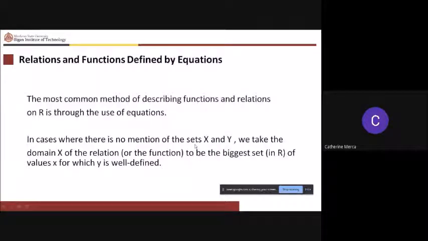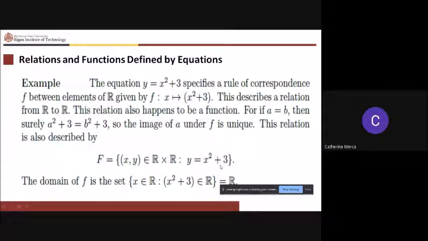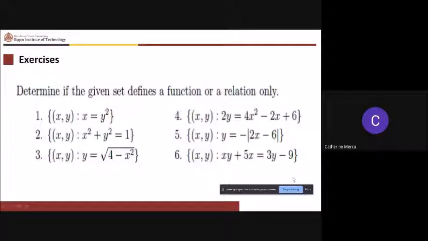Most of the time, your functions are defined in terms of equations. So, take a look. Y equals x squared plus 3. This is an example of an equation. So, the domain of f is the set x squared plus 3 where x is an element of the real numbers.